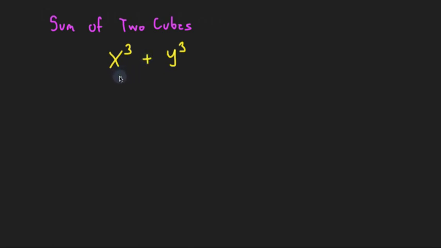So if you see a binomial wherein two perfect cubes are added up, we can factor it this way: x cubed plus y cubed is equal to x plus y times x squared minus xy plus y squared. We can pattern it that way. So let's have an example.